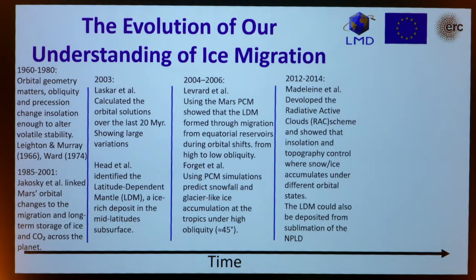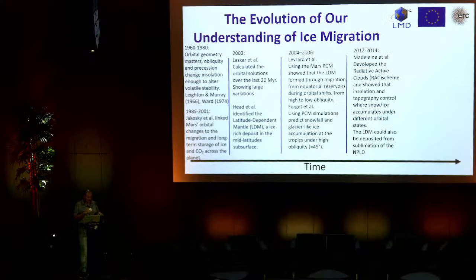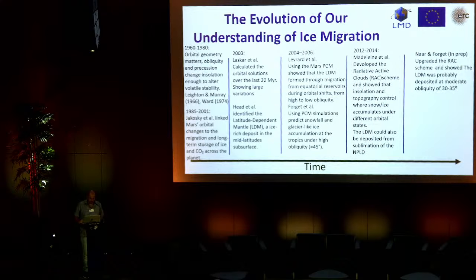In 2012 and 2014, Madeleine et al. developed the radiatively active cloud scheme and showed that insolation and topography control exactly where snow and ice accumulate, and it's a function of a different orbital configuration, and maybe the latitude-dependent mantle could also be deposited from sublimation from the NPLD. Joseph and Francois upgraded the radiatively active clouds, in a paper in preparation, and they showed that the LDM was probably deposited at moderate obliquity.